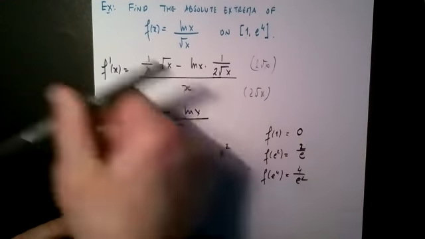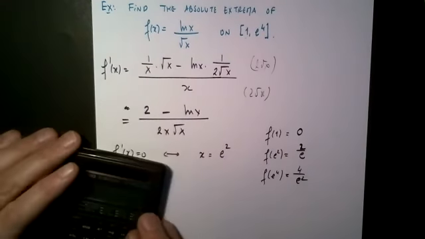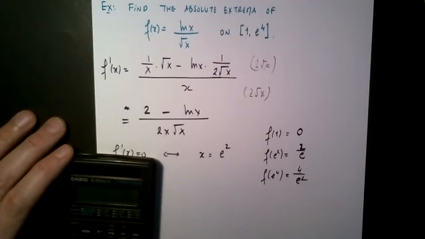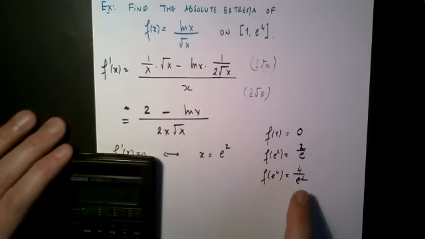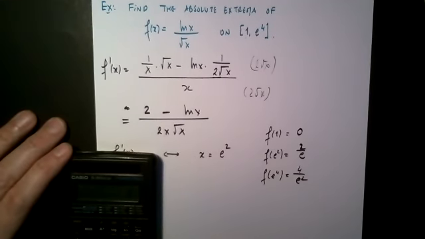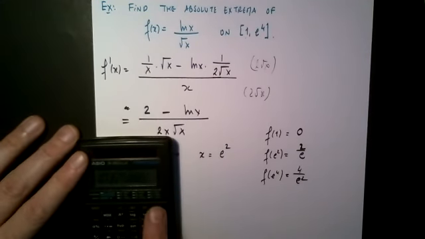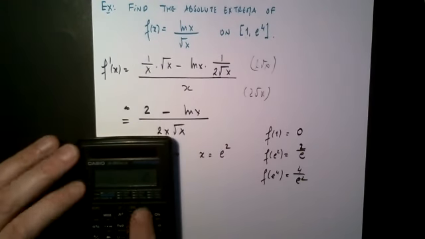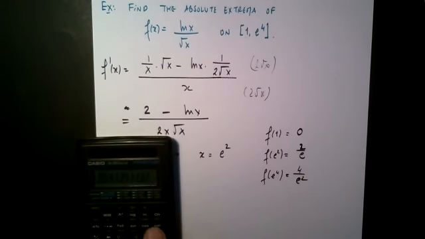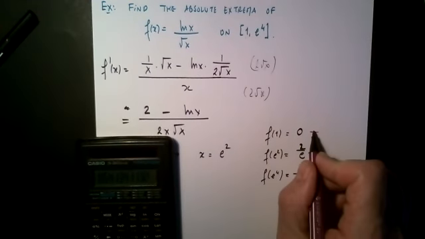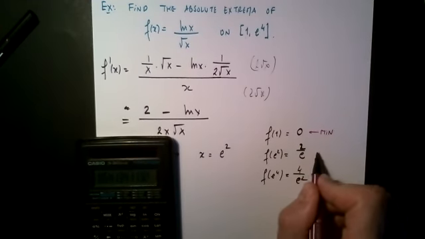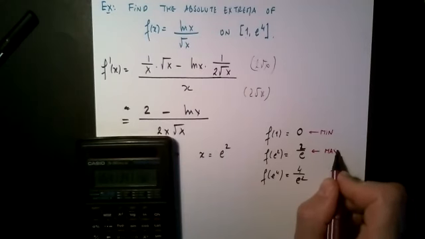Which of the other two is lower? I think this one's lower. Let me see. 2 divided by e is 0.73, and 4 divided by e squared is 0.54. There you go. So this is the min, and this is the max.